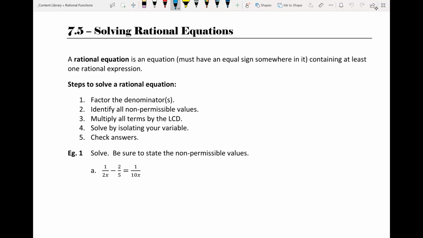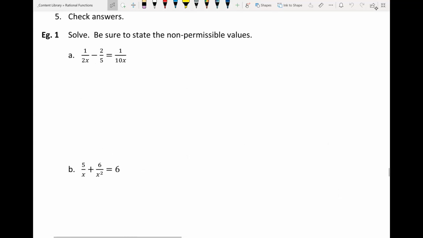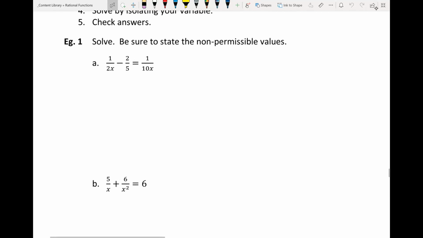You have to factor the denominators and then identify all non-permissible values. Then we're going to multiply all the terms by the LCD and then solve by isolating your variable. And then you want to check your answer in the end. And in this case, when you're checking your answer, just make sure that your answer is not an NPV. So let's go ahead and do a few examples of this.